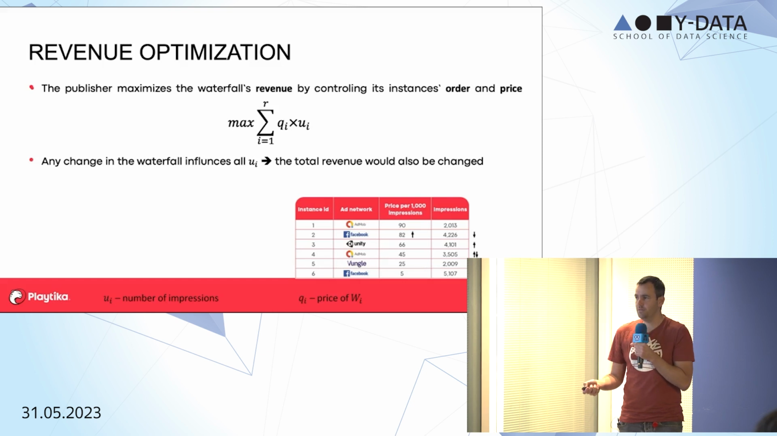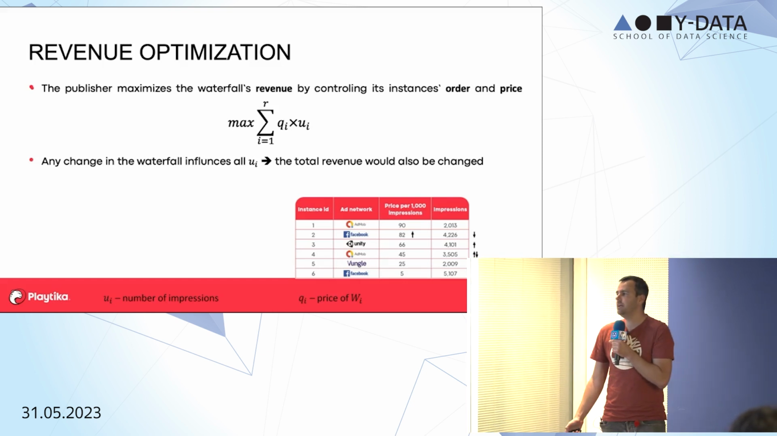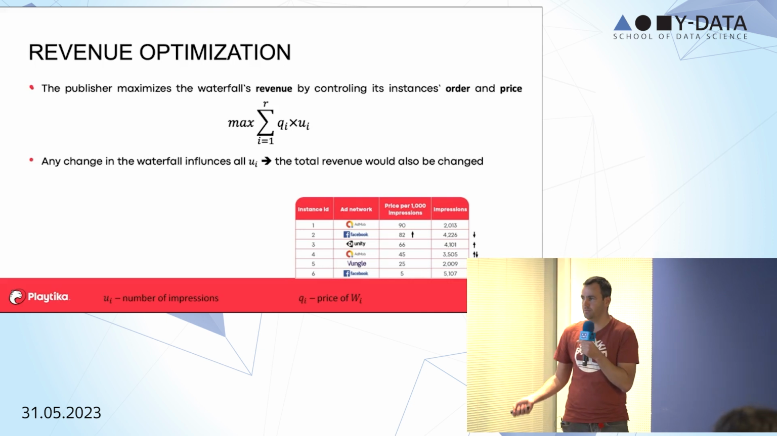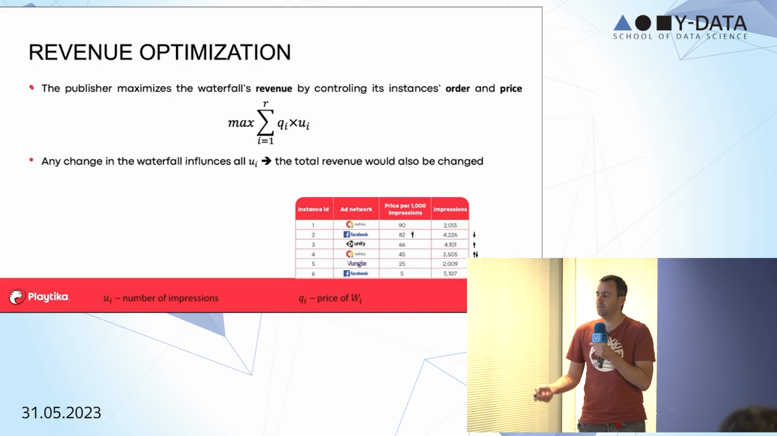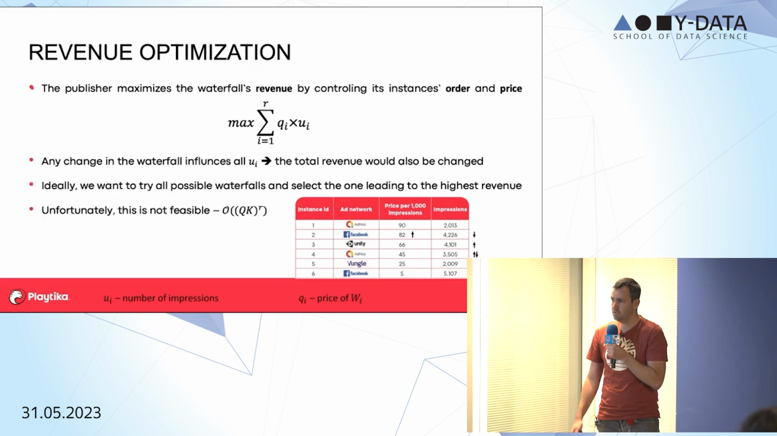Ideally, we want to try all possible waterfalls and select the one leading to the highest revenue, but unfortunately this is not feasible because the number of possible waterfalls is exponential with the length of the waterfall, so we need to come up with something else.